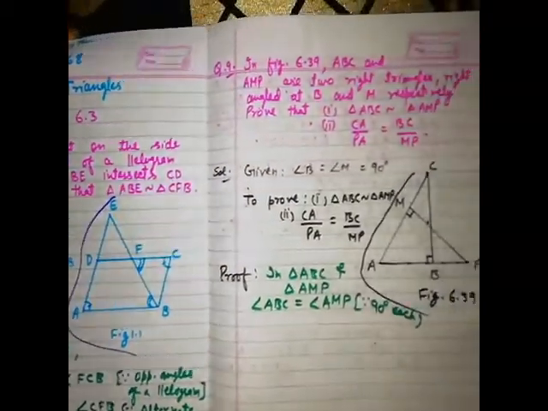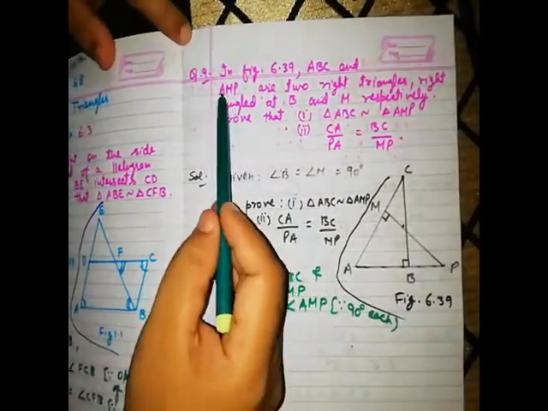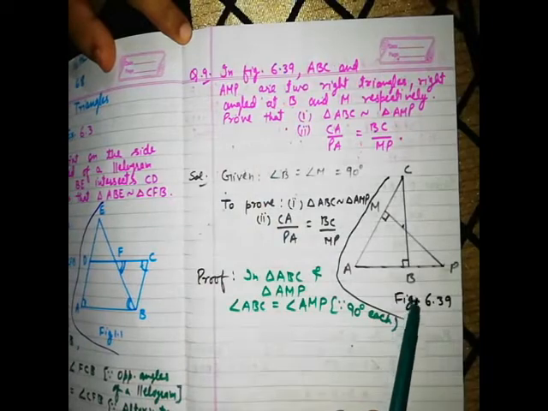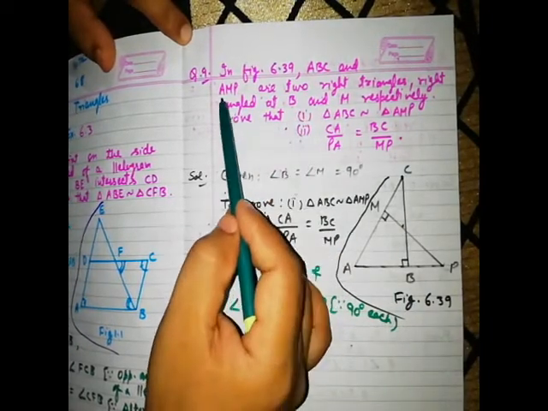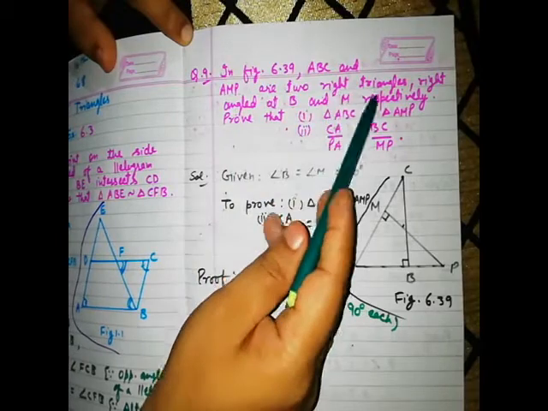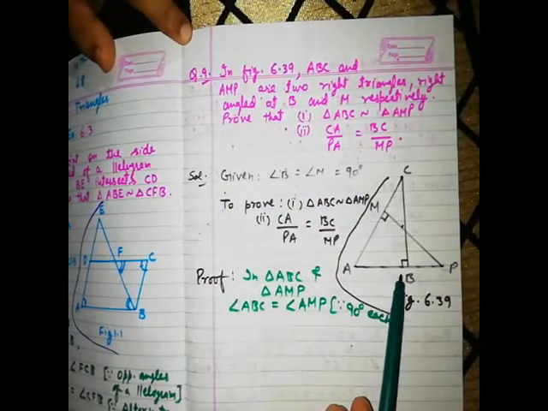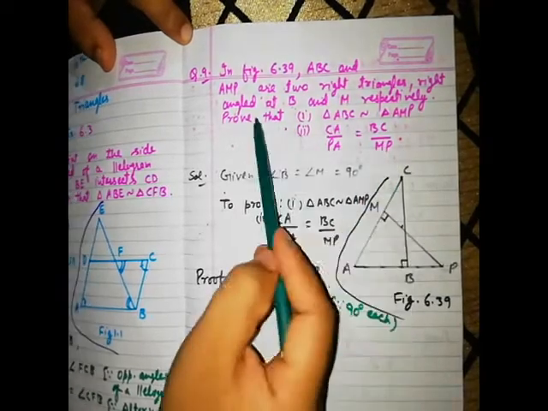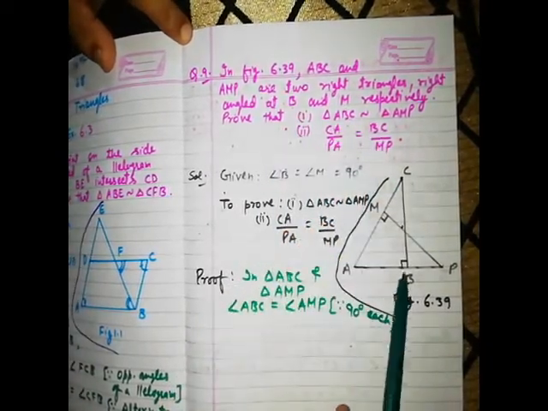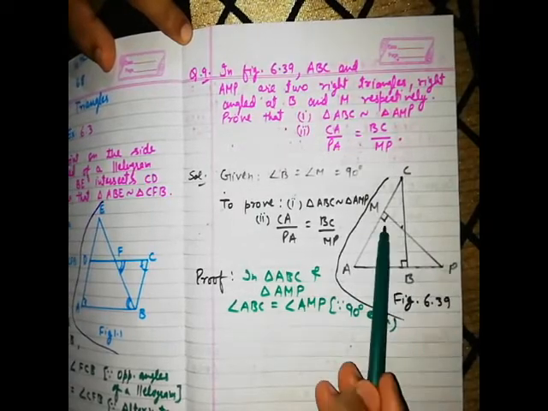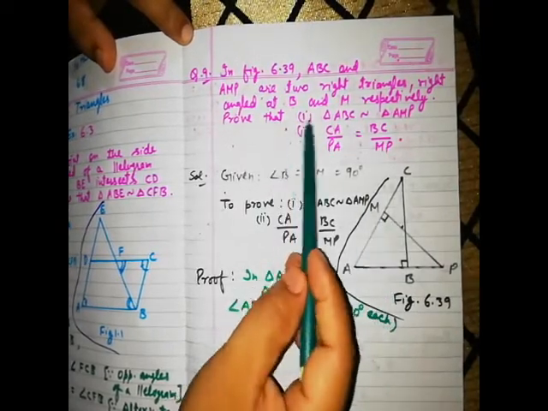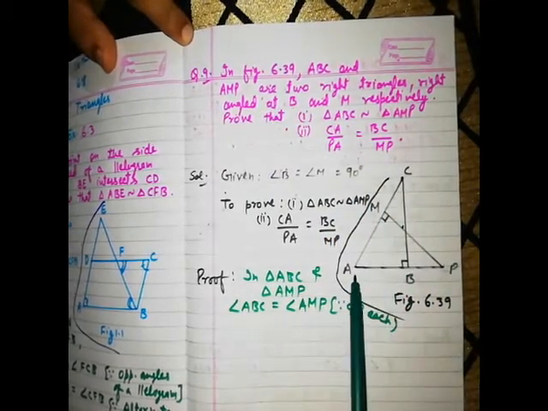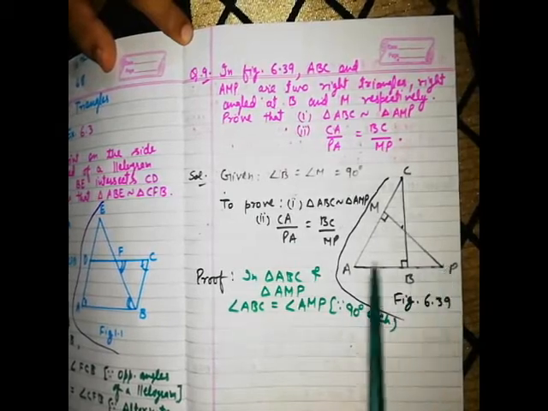Now we will be looking at question number 9, and in question number 9 figure 6.39 is given. Here the figure is given. Triangle ABC and triangle AMP are two right triangles, right angled at B and M respectively. ABC is right angled at B and AMP is right angled at M. Prove that triangle ABC is similar to triangle AMP.